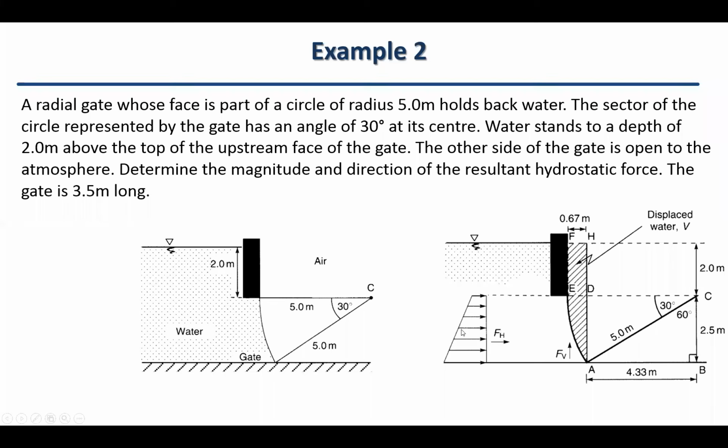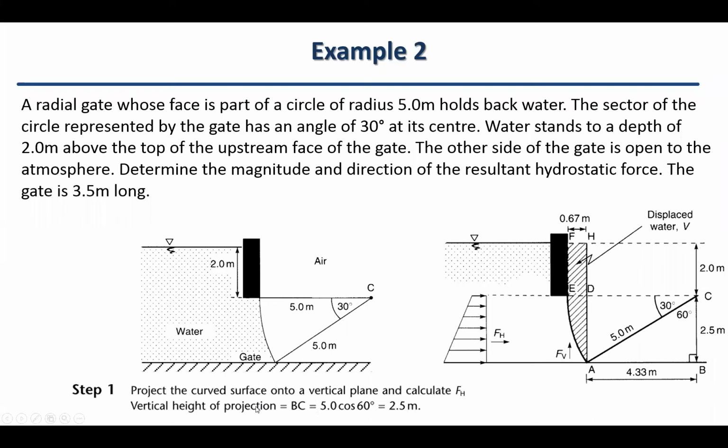Okay, let's see how we're going to do this. First of all, let's calculate the horizontal force. For the horizontal force, we need to calculate the vertical projected area, which is equal to BC. Based on trigonometry, this is 30 degrees, this is 60 degrees, obviously. So BC is equal to the hypotenuse 5 times cosine 60 degrees, the adjacent. Cosine 60, as you know, is a half, times 5 is 2.5. So BC is easily calculated as 2.5.